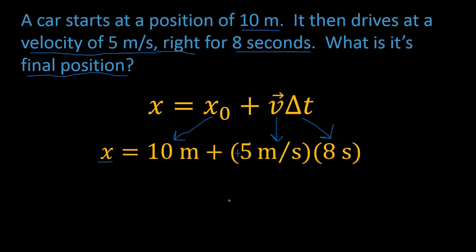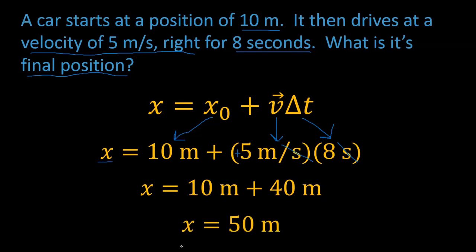So from here, we're kind of done with the physics. We kind of just need to do some math. So 10 meters plus 5 meters per second times 8 seconds will give us 40 meters. Notice the seconds cancel out, and we're left with a position of 50 meters. The object has moved a total of 40 meters away from where it started at 10 meters, so its final position is 50 meters.